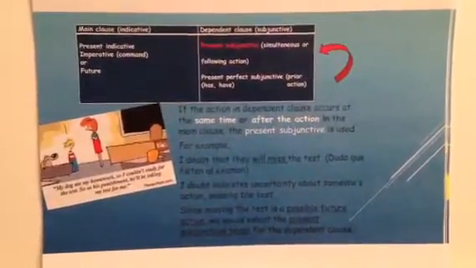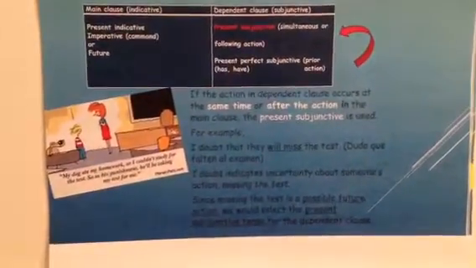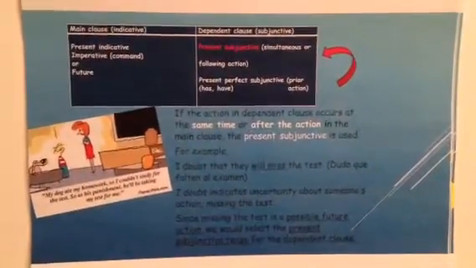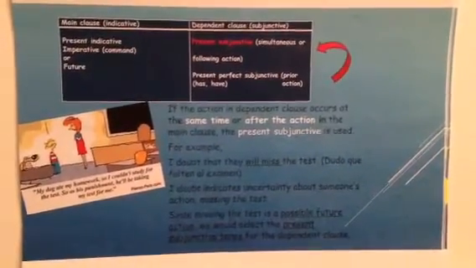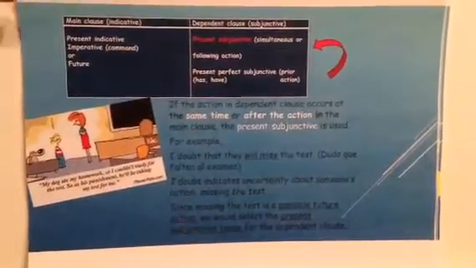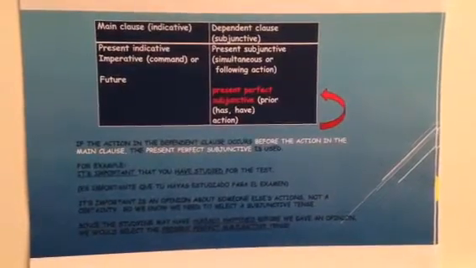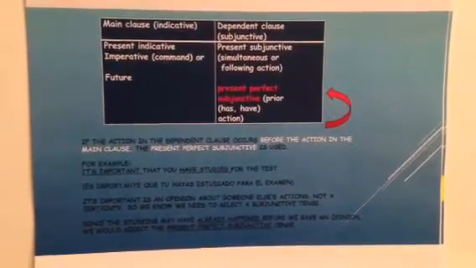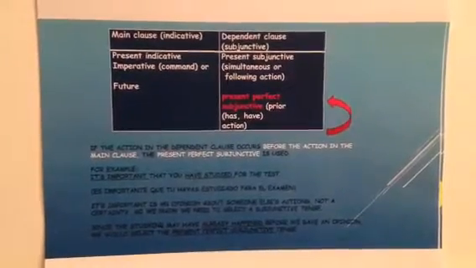Tense sequence in the present. How do we choose between these two tenses? By looking at the time the second action occurred in the dependent clause in relation to the time of the first action, which is in the main clause. If the action in the dependent clause occurs at the same time or after the action in the main clause, the present subjunctive is used.